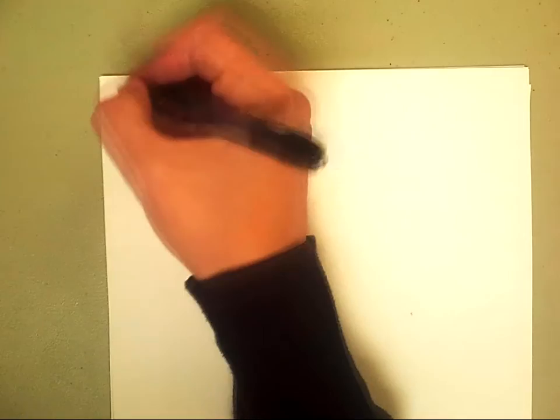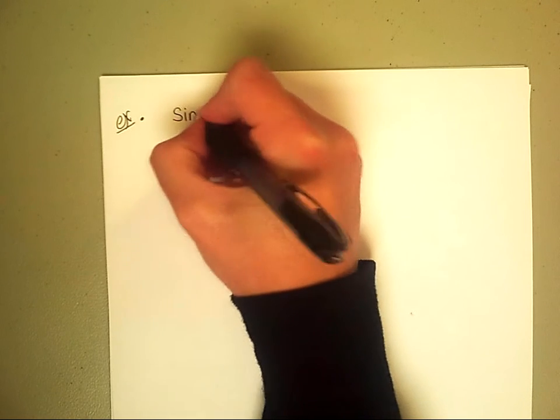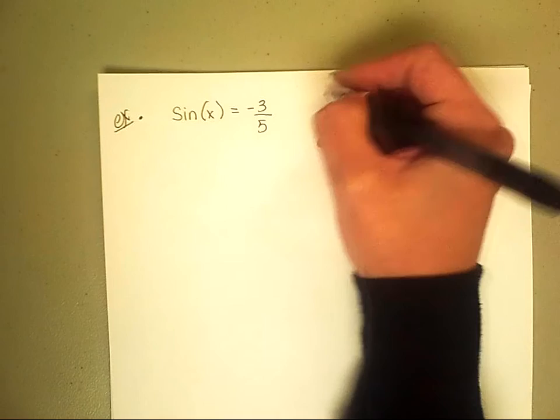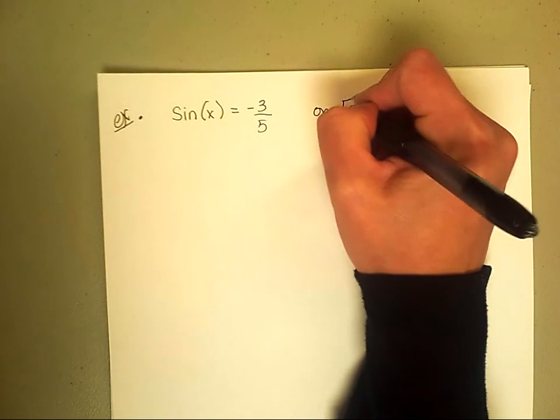Okay, now let's go back to working with that inverse sine, which is going to give us some problems. Okay. So, for example, let's just pick something very simple. The sine of x is equal to negative 3/5, and let's do it on 0 to 2 pi.